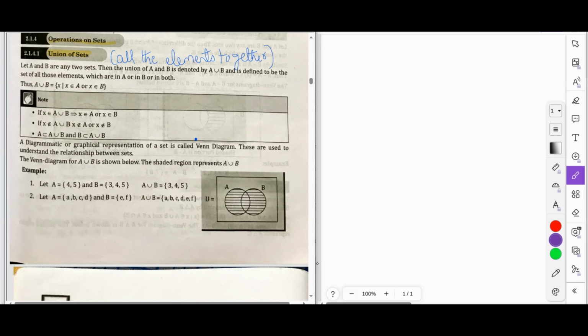So yeah, if you write all the elements together, it is a union of sets. It is denoted by the symbol ∪. A union B will be {x : x belongs to A and/or x belongs to B}. It should either be in A or it should be in B.